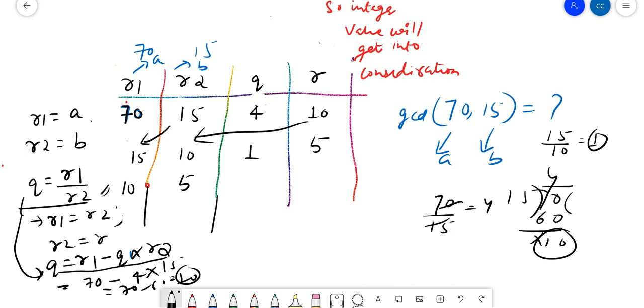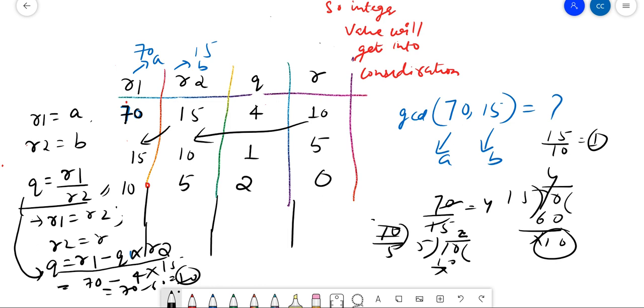This time we divide 10 by 5. The quotient becomes 2 and we are getting remainder 0. Now you can see here R1 is 5 and R2 becomes 0. This is the value we are looking for.